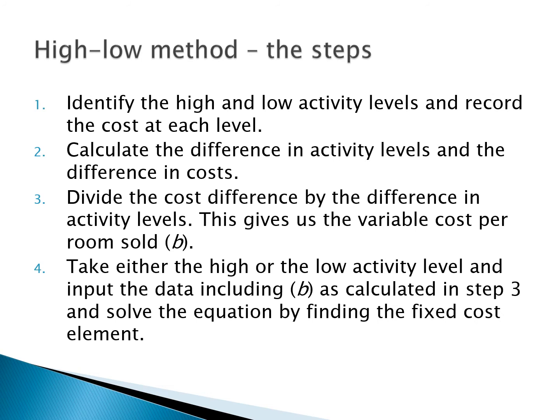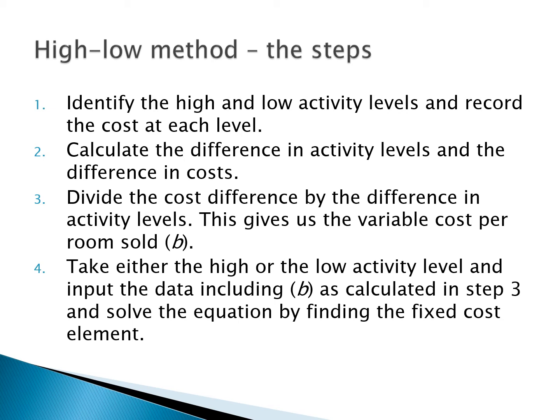So the HighLow method has four distinct steps. Step number one, pick out the highest and the lowest activity levels and work out the costs at each of these levels, or pick out the costs at each of these levels. Looking at the highest activity levels and the lowest activity levels, take the low from the high and work out what the difference is there.